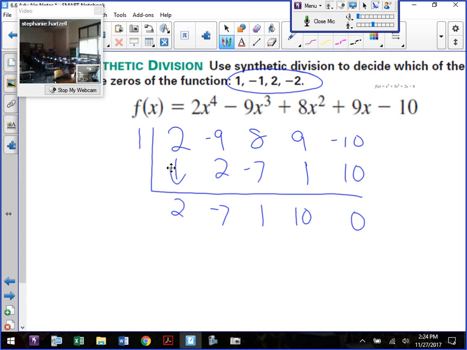Hey! 1 is a 0. So if 1 is a 0, what's its term? Good. So 1 is a 0, so it's x minus 1. Now, that's one of them. How many more do we have to check? 3. Very good. Change that to -1. Grab an eraser. Or just rewrite it.